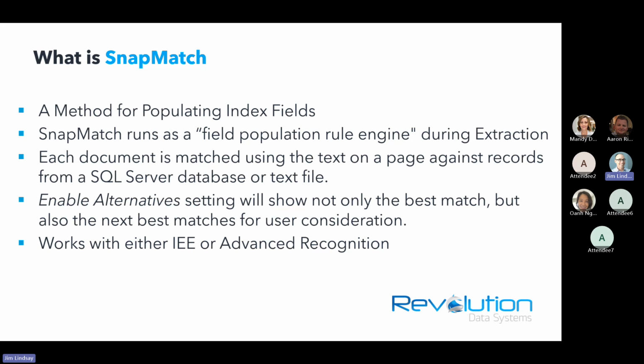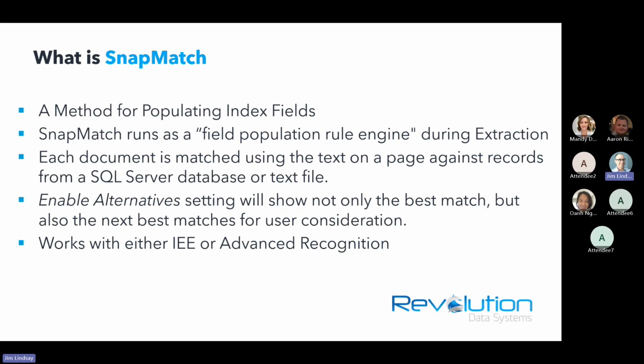And you can even populate data in your index fields that were not on the document. So let's say you want to index a vendor number. SnapMatch can look up that vendor number on the table and then populate that data, even if it's not on the invoice.